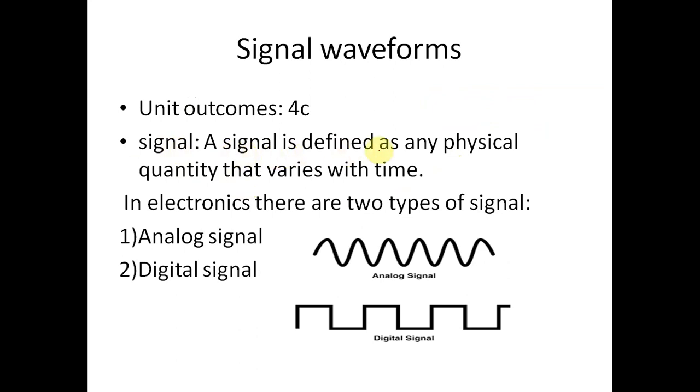A signal is defined as any physical quantity that varies with time. Here this signal is varying with time period. In electronics, there are two types of signals: first the analog signal and second the digital signal. This is the graphical representation of the analog signal and this one is the graphical representation of the digital signal. Digital signals are represented in 1010 format.